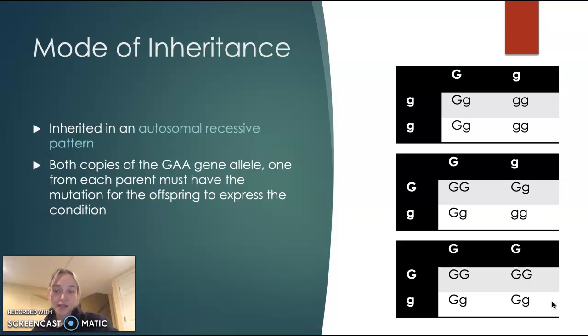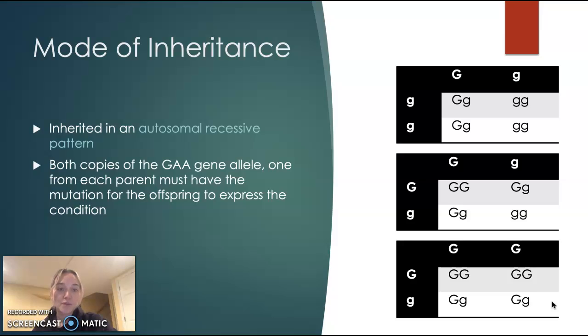So the mode of inheritance for Pompe disease is that it's inherited in an autosomal recessive pattern, which means that both copies of the GAA gene allele have to have the mutation, one from each parent, in order for the offspring to express it. So to the right here, I've just included some Punnett squares showing how this might play out.